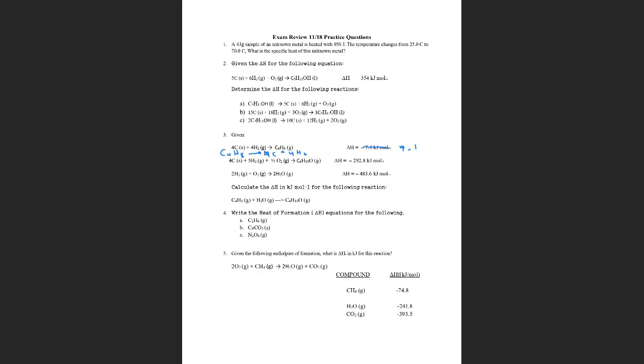So now let's look at the final equation. So we have 2H2 plus O2 gives 2H2O. What do we need to do to this equation? Reverse and divide by 2. And how do you know to do that? Yeah, so we need H2O alone on the reactant side. So you know to flip it and divide by 2.